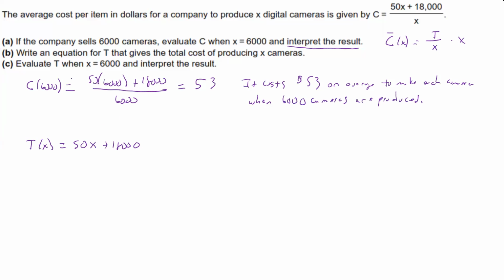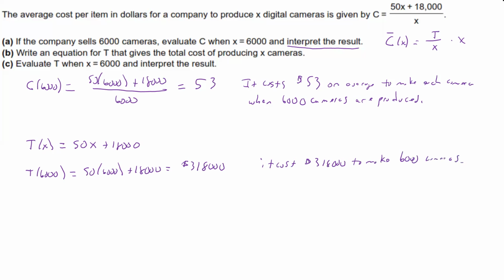Okay. Now they want us to evaluate that at 6,000. So that's 50 times 6,000 plus 18,000, and that was going to be 318,000. Okay, and so what does that mean? It costs $318,000 to make 6,000 cameras. Okay.